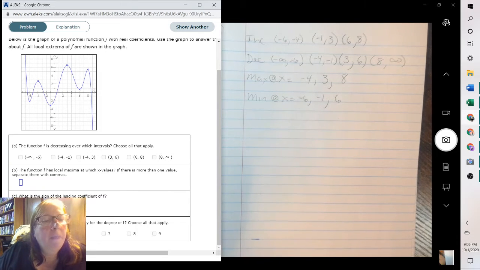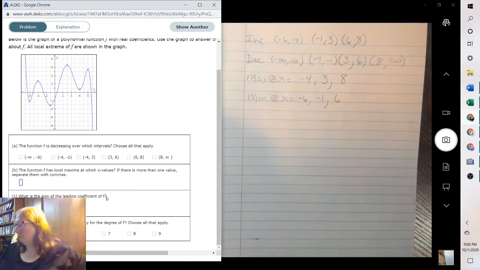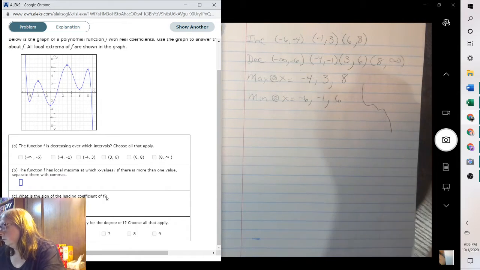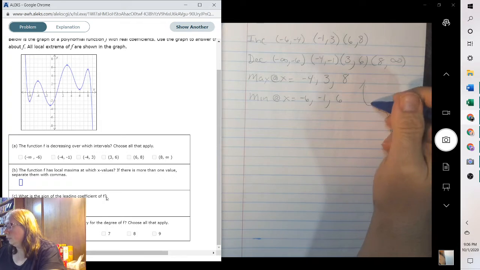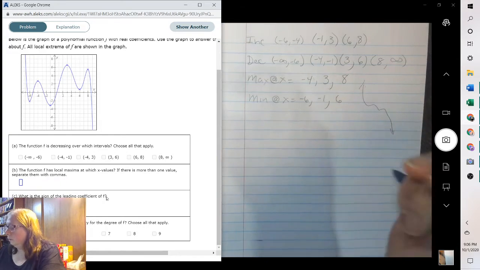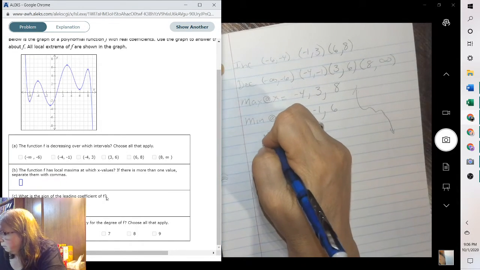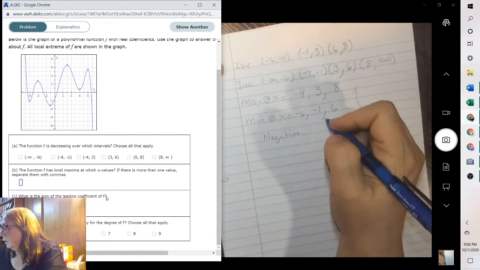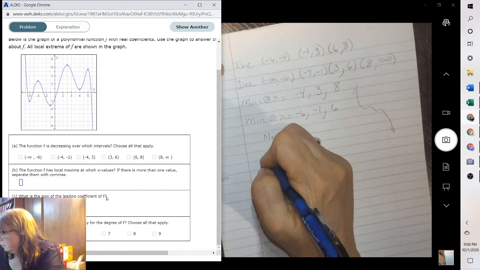And then the sign of the leading coefficient. Okay, it's going like this. So it's decreasing. That means it's a negative. And because it looks like the snake, the degree is odd.